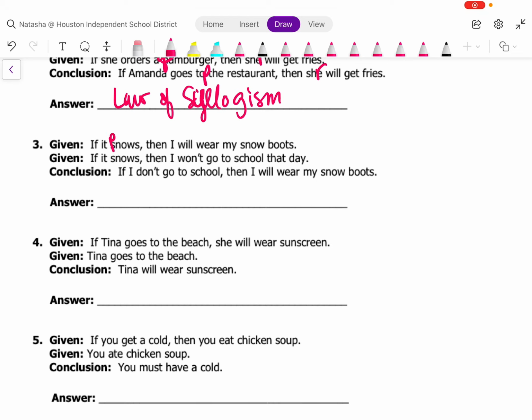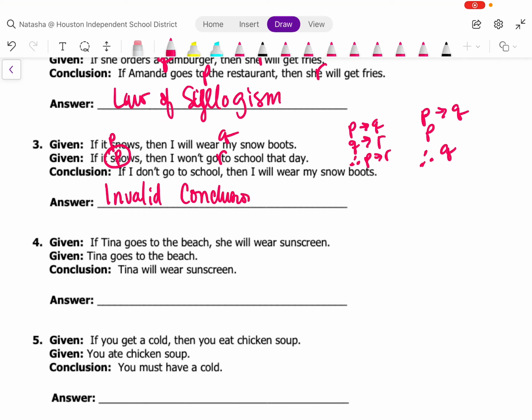Okay. Number 3, if it snows, so that's P, then I will wear my snow boots. That's Q. If it snows, all right, so we got P again, then I won't go to school that day, so that's R. Notice either it needs to be P, then Q, then Q, then R, or P, then Q, then P. Therefore, Q. Therefore, P, then R. So this right here cancels this out, so then we have an invalid conclusion. And therefore, we can't make any assumptions.